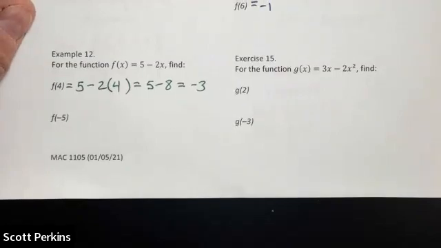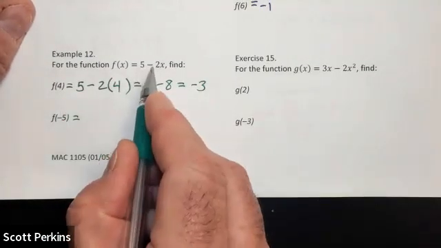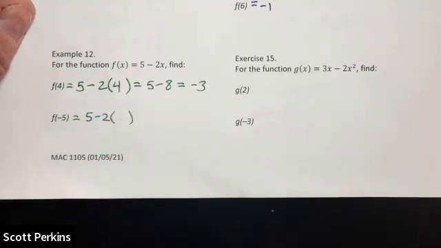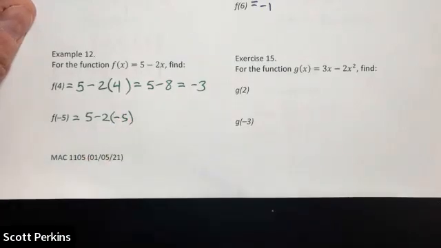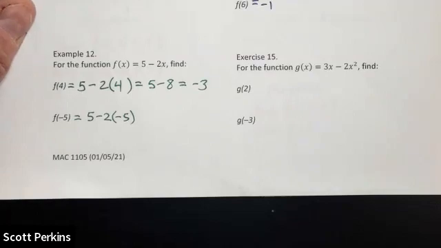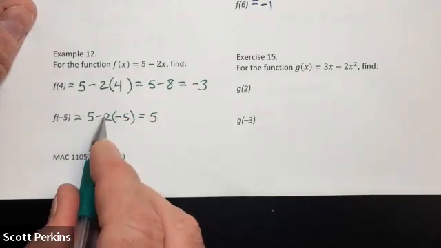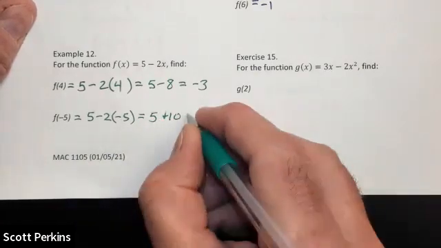We can do the same thing for the function value at -5. So again, my function is 5 minus 2x. So that's 5 minus 2, and I've got some parentheses there. And now I'm going to put a -5 in the parentheses. Once again, order of operations from middle school, that's 5, and then -2 times -5 is plus 10. And that turns out to be 15.